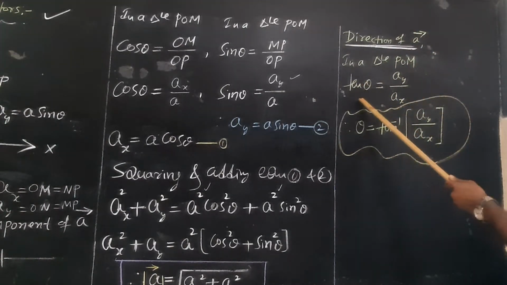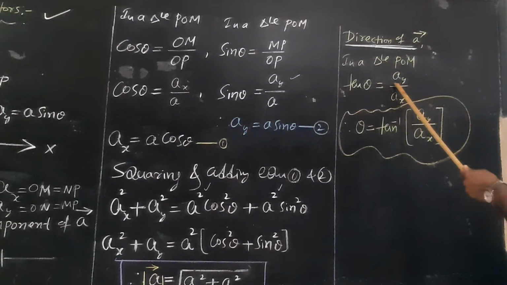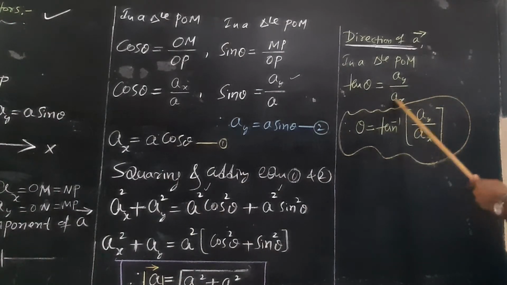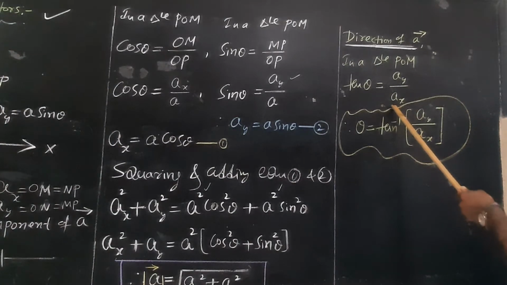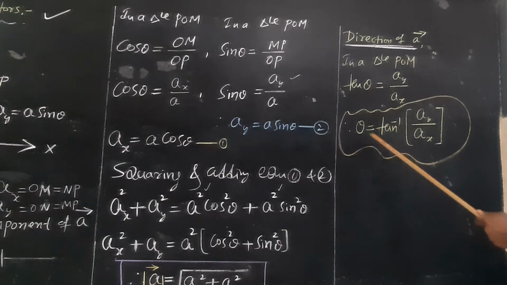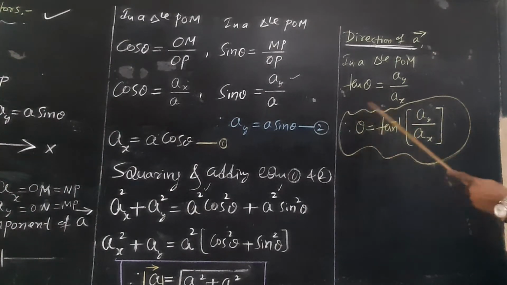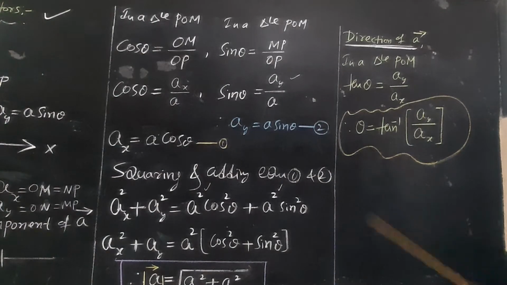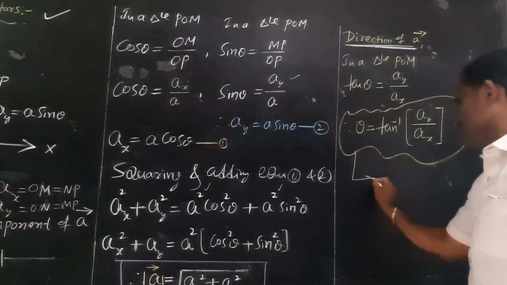In triangle POM, take tan theta. Tan theta is opposite side by adjacent side. Opposite side is the vertical component, perpendicular side by base side. Perpendicular side is AY, that is the vertical component of the vector. Base is the horizontal component of the vector. Tan theta is AY by AX. Therefore, theta is equal to, you will learn about the inverse trigonometric function in the second PUC, right now you will remember, theta is equal to tan inverse of AY by AX. So this theta will give the direction of the vector.